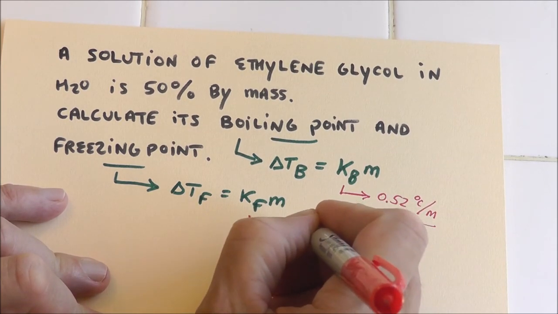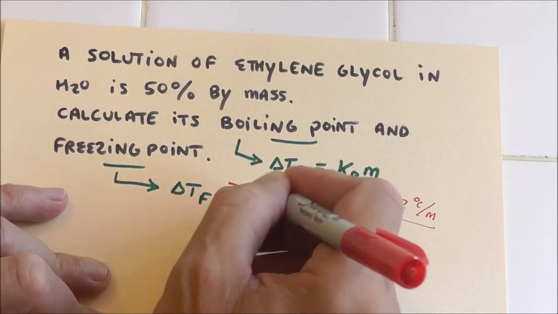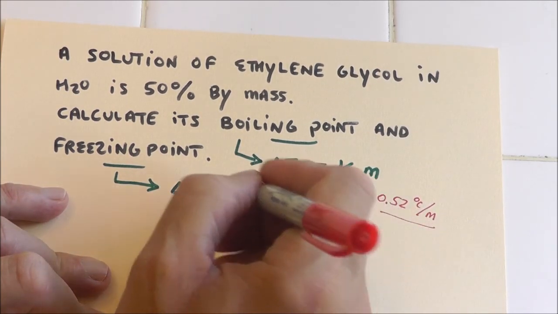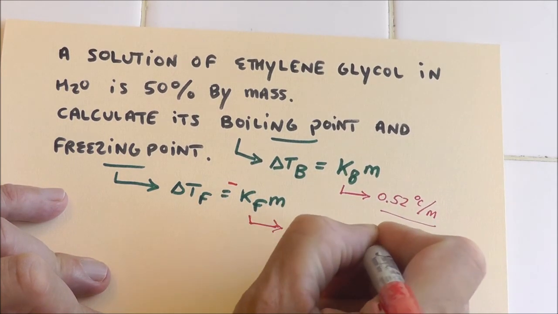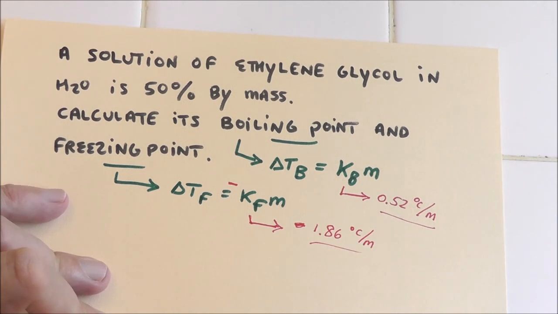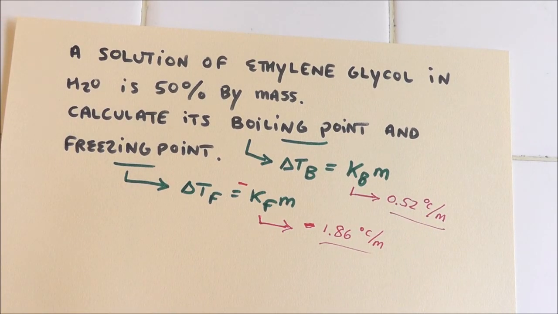And I looked up this. Oops, the negative is, see what I almost did? I'm used to the negative being in the number and not the equation. So this would be 1.86 degrees C per m. And that came right out of that table I just showed you. So you're not having to memorize nothing.